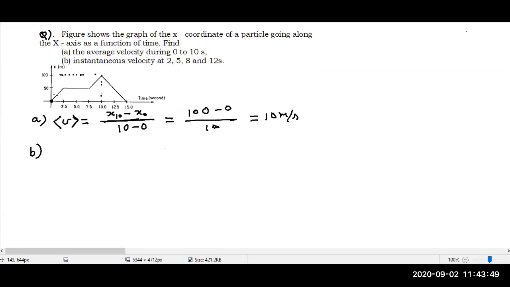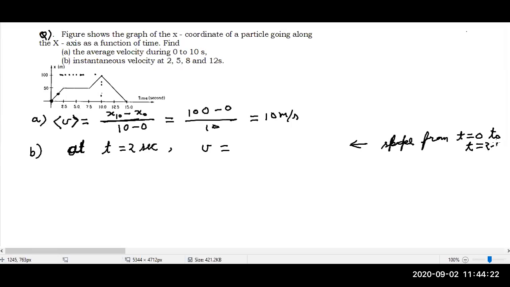So at 2, if we see, 2 is lying between 0 to 2.5 region. So velocity at 2 seconds will be what? Here also the velocity can be found by getting the slope of this graph, that is slope between 0 to 2.5 seconds. So that is what? Slope from t equal to 0 to t equal to 2.5. So this is the slope.